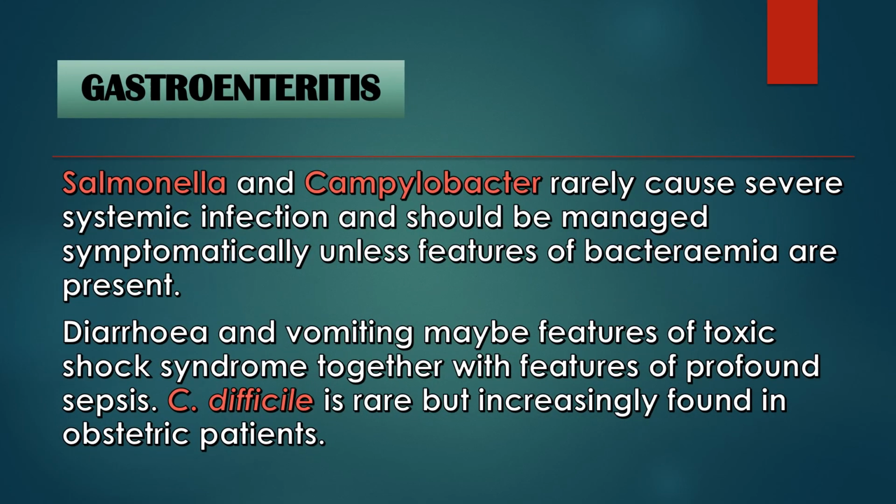Gastroenteritis. Salmonella and Campylobacter rarely cause severe systemic infection and should be managed symptomatically unless features of bacteremia are present. Diarrhea and vomiting may be features of toxic shock syndrome together with features of profound sepsis. Clostridium difficile is rare but increasingly found in obstetric patients.